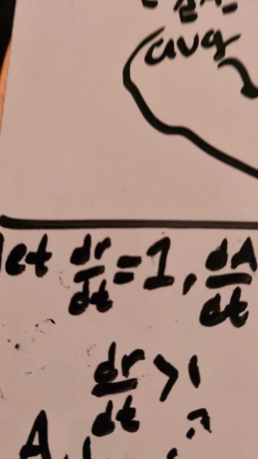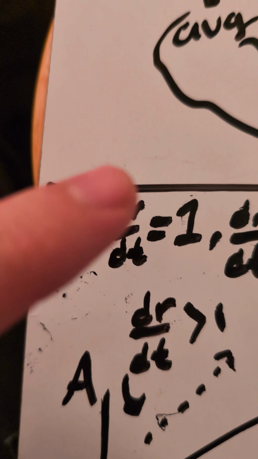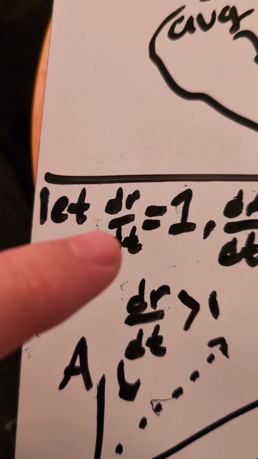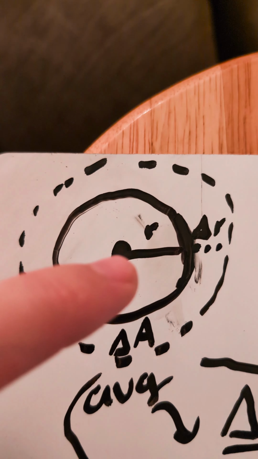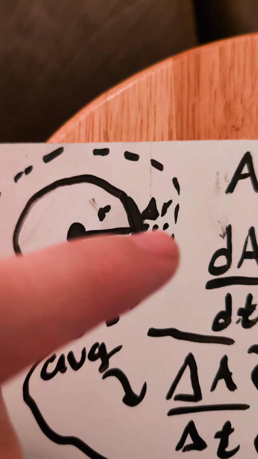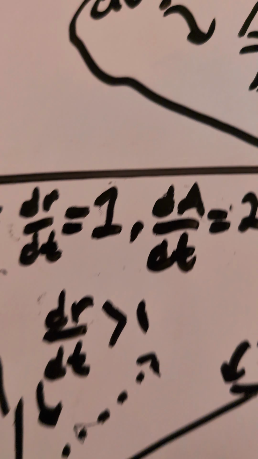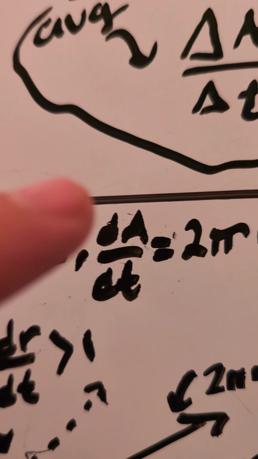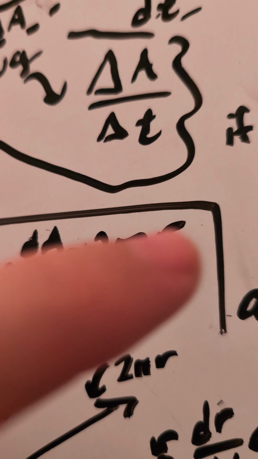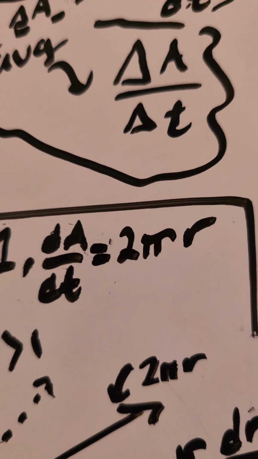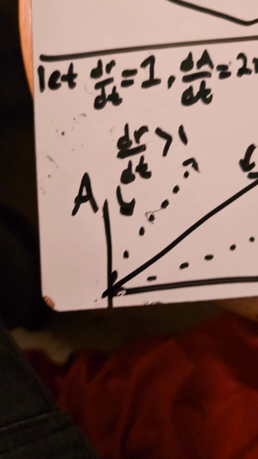So then I have this other case where we let the rate of change in r per time be 1. Let's say this is a meter wide and it changes a meter every second, then we could say this is 1 meter per second. And so then we find that the change in area per time is equal to 2 pi r. Interestingly, that's the circumference of a circle. But anyway, so then we can graph it.